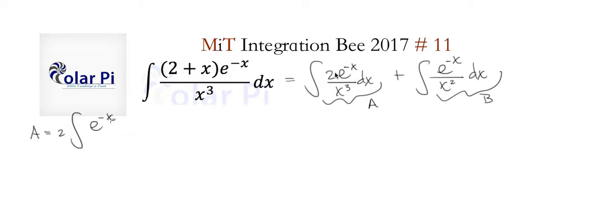Notice if I take out this 2 and write it in front of the integral, A can be written as 2 times the integral of e to the minus x times 1 over x cubed dx. And that's what I've written.